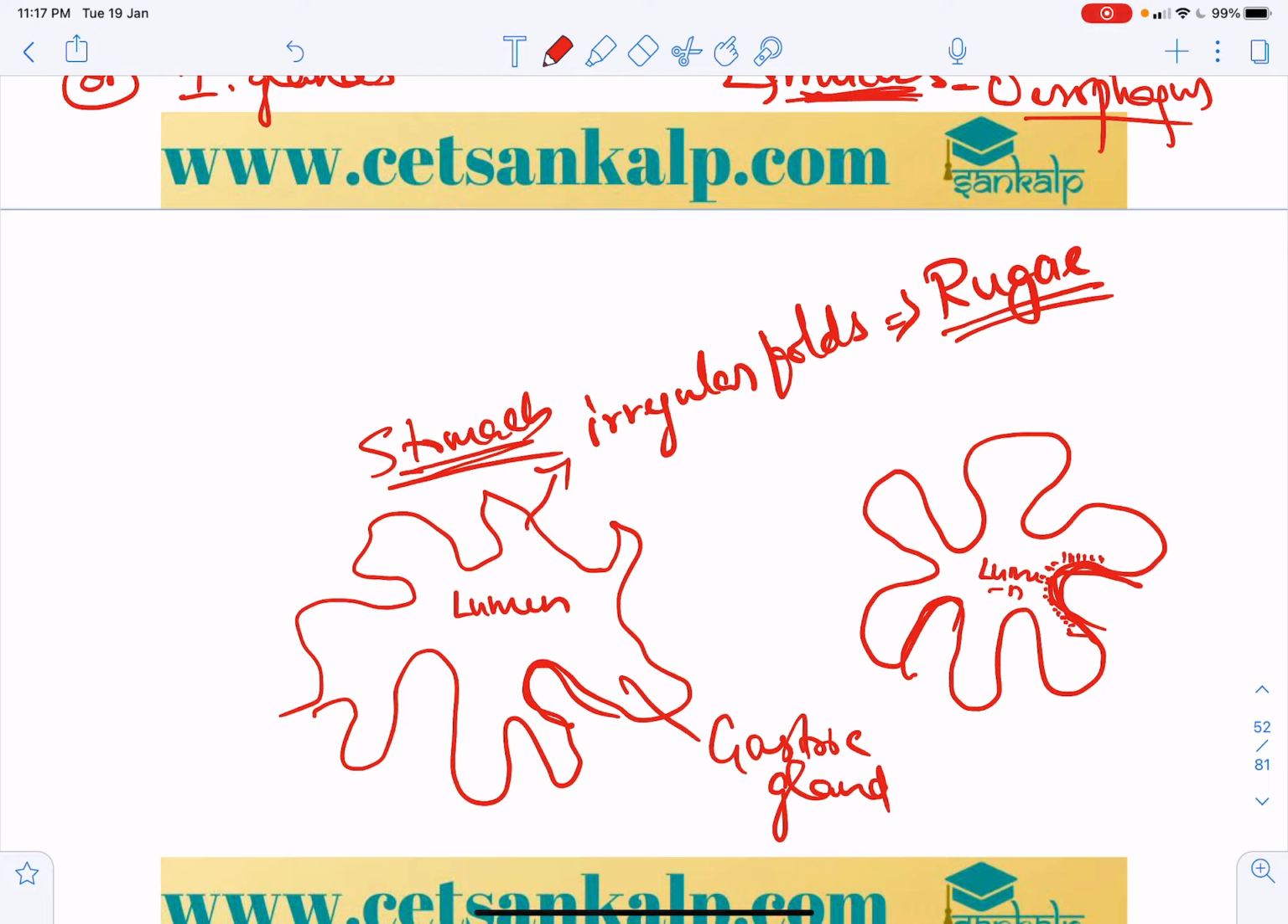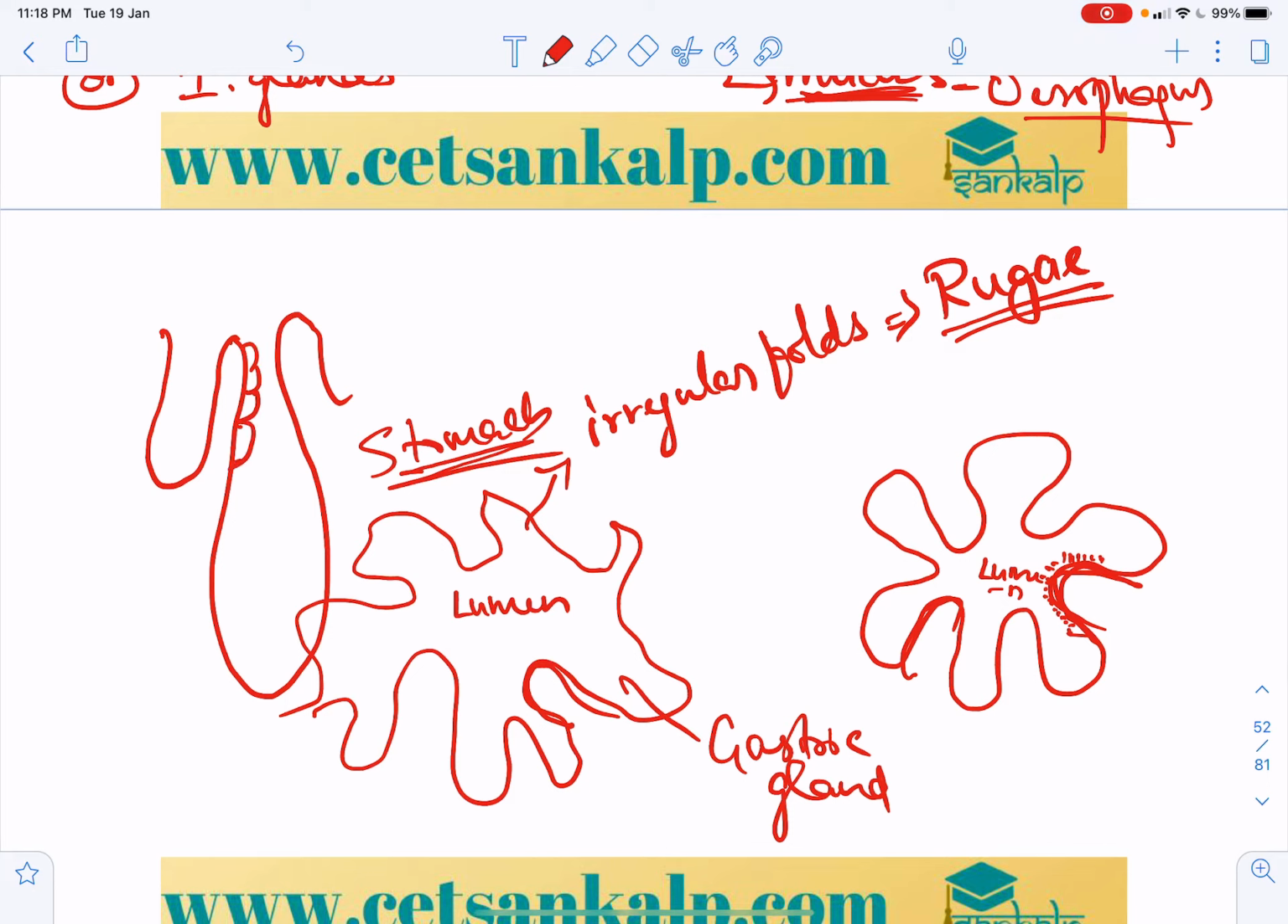Generally this structure, one will be longer and one will be smaller. Here the gastric glands will be there. As we all know, these gastric glands produce gastric juice. There are different types of cells in the gastric glands, and here, intestinal glands. So just keep it in mind, mucosal epithelium with the glands.